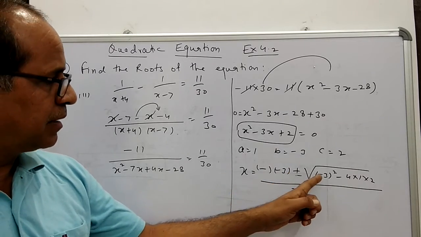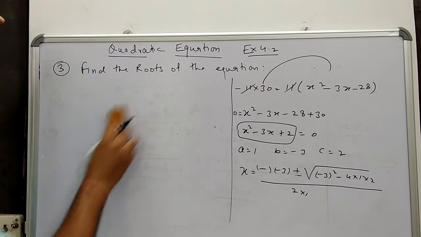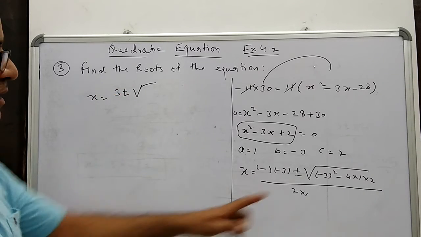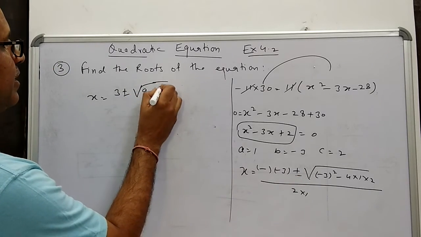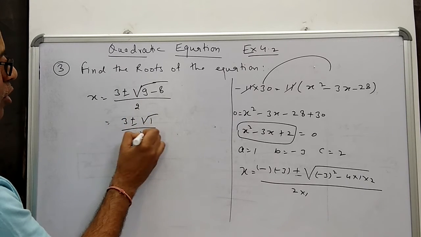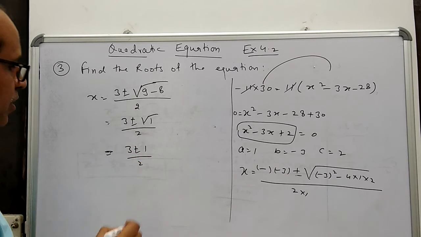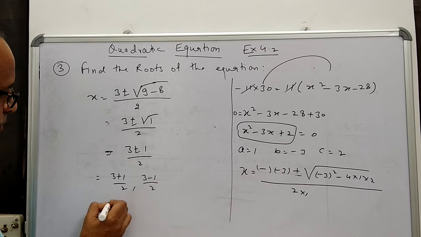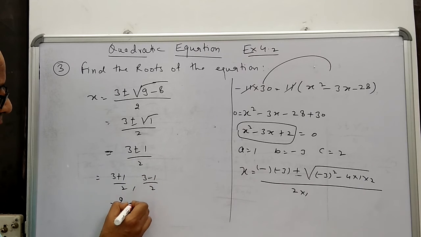Please be very careful now. Minus 3 whole square. So now the next part is x equals to 3 plus minus root of 3 square is 9, plus 9 minus 8, upon 2. So it is 3 plus minus root 1 upon 2. You know what is the value of root 1? Root 1 is 1 only. So the two parts will be 3 plus 1 upon 2 and 3 minus 1 upon 2. So final answer is 4 upon 2, that is 2, and 2 upon 2, that is 1.